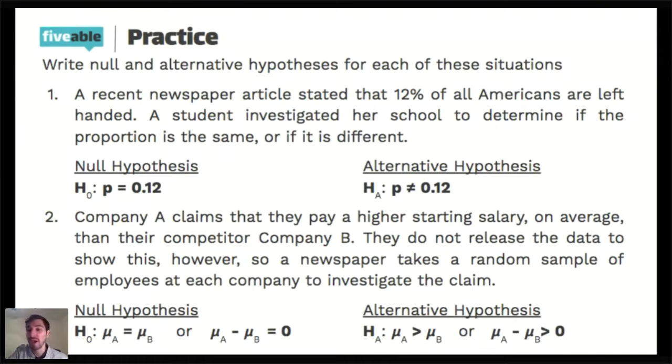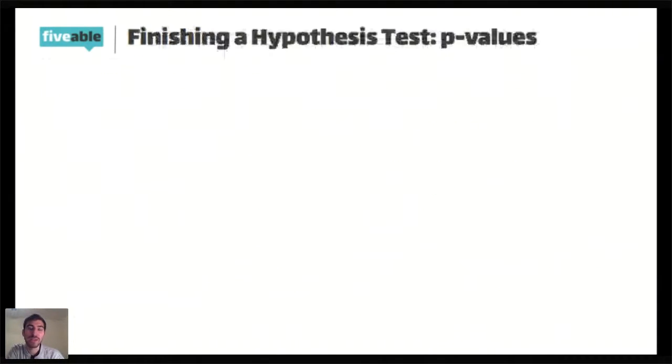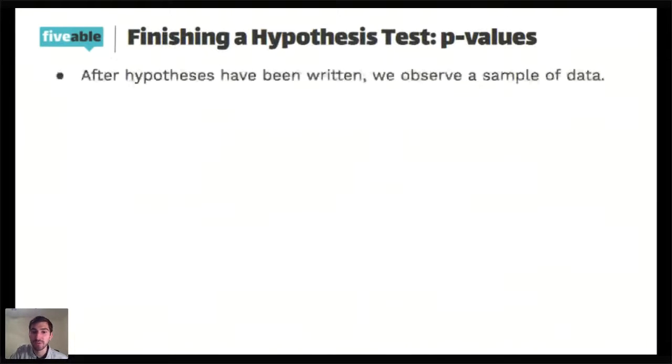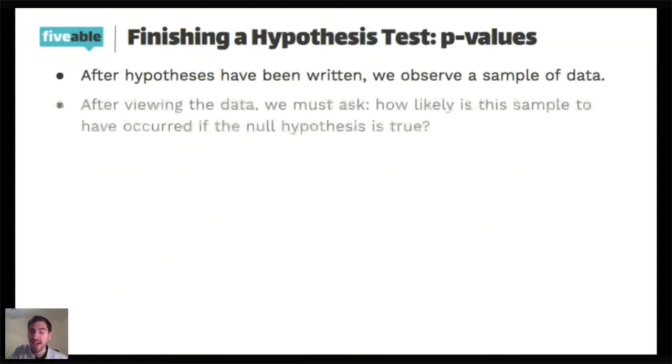So once you write the null and alternative hypothesis, you're going to run a test. And at the very end of the test, you are going to get what is called a p-value. A p-value comes from observing the sample of data, asking ourselves, how likely is this sample to have occurred if the null hypothesis is true?